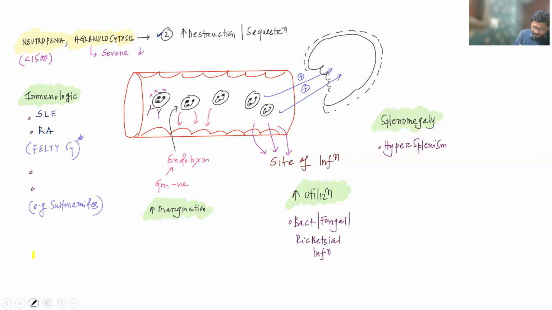So the syndrome name is Felty syndrome. Felty syndrome is classically described in patients with rheumatoid arthritis. It is characterized by a triad. The triad is rheumatoid arthritis with splenomegaly and neutropenia. Rheumatoid arthritis, splenomegaly, and neutropenia. So that is the triad for Felty syndrome, and it is associated with neutropenia.